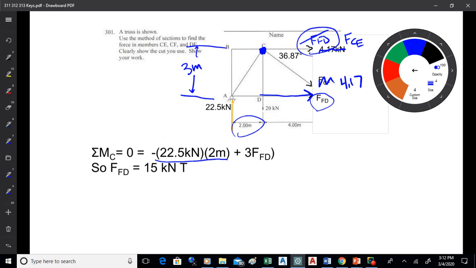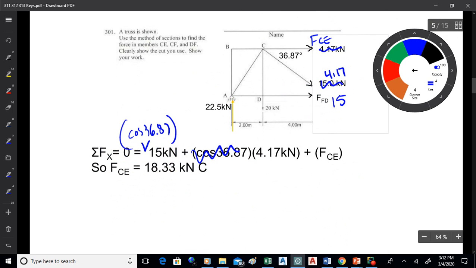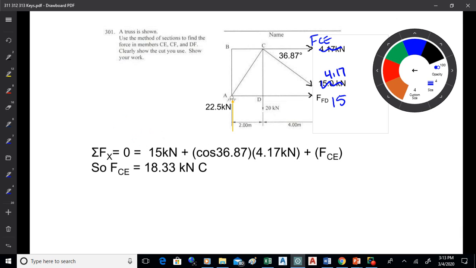And so then you take a moment about C, and you solve for FFD. And then once you've got that, you can go sum of Fx and solve for FCE on the top, and that comes out to be 18.33 compression. There we go, and that equation as written is correct there. All right. I just had some labeling that was incorrect on that. So we all right with that? Okay.